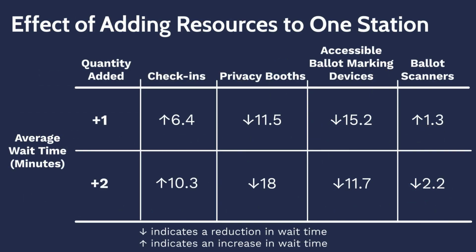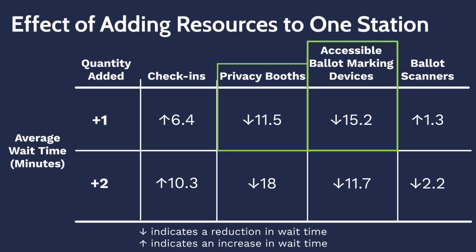The table currently shown on screen represents the changes in wait times upon adding 1 and 2 individual resources at the polling location after the delayed opening. With 1 additional privacy booth, voter wait times decrease by 11.5 minutes. 1 extra accessible ballot marking device decreases voter wait times by 15 minutes. However, setting up 1 extra check-in or 1 extra ballot scanner increases voter wait times.